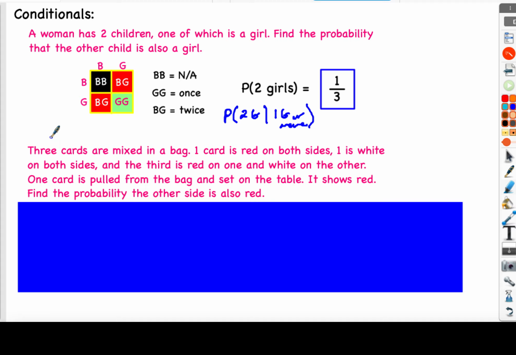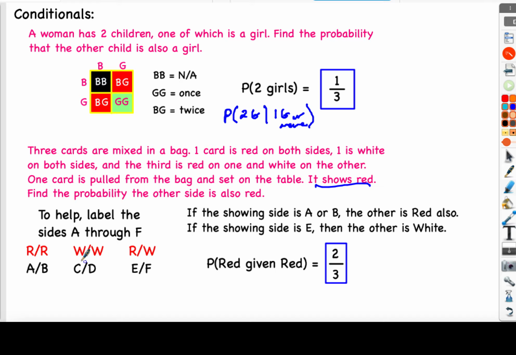Let's try the one down at the bottom here. 3 cards are in a mixed bag. Again, there's 1 card that has 2 red sides, 1 has 2 white sides, and 1 has a red and a white side. 1 card is pulled from the bag out of the set on the table. It shows red. What's the probability the other side's also red? Given that we're seeing a red card, there's that conditional idea. Given that one of them is red, what's the probability that, again, the other side is also red?